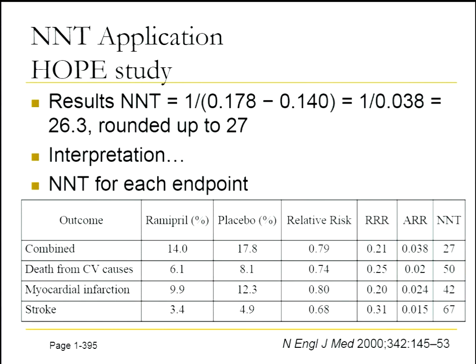I have calculated or shown you some calculations of the variety of endpoints that were calculated in this particular study. You can do this for practice, going from event rates in the ramipril and placebo group, relative risk, relative reduction, absolute risk reduction, and ultimately the number needed to treat. Since I'm under 5 minutes, I'm going to stop there.